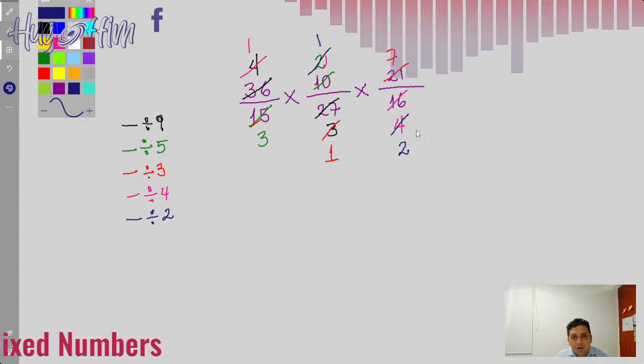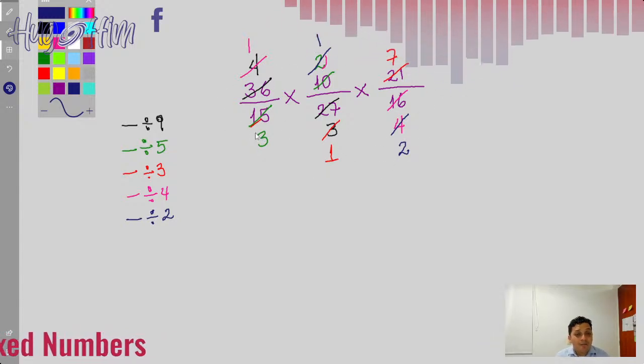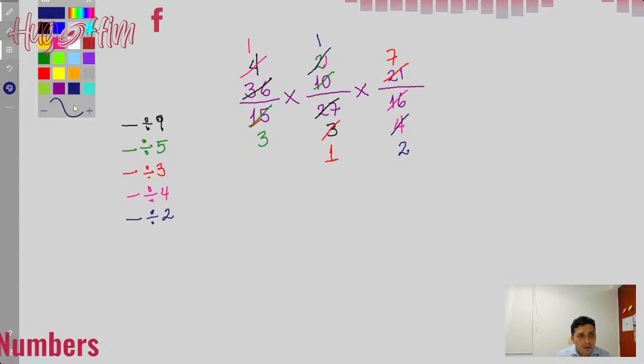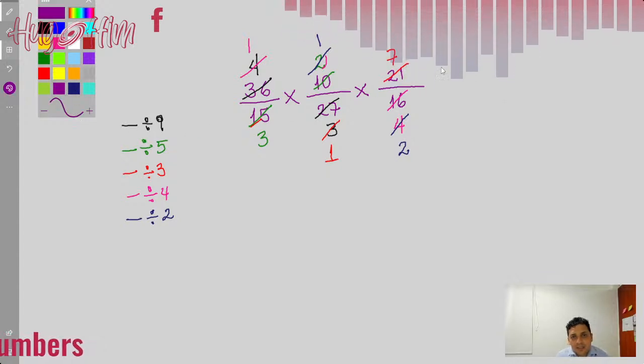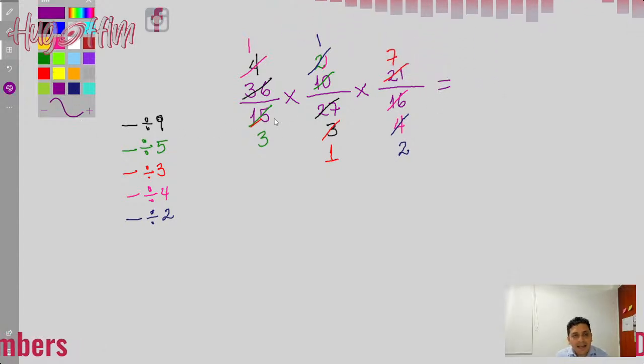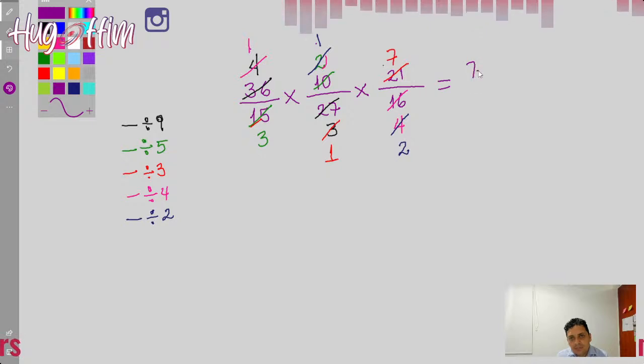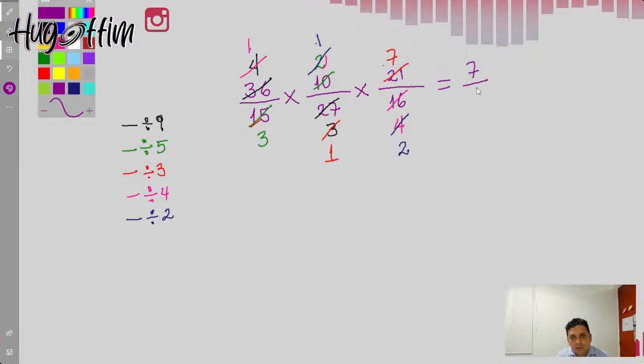So now I already finished. I don't have more common factors. I already finished simplifying all the common factors I have. And as I already have, I can just multiply numerators and denominators. 1 times 1 times 7, 7 over 3 times 1 times 2, 6.